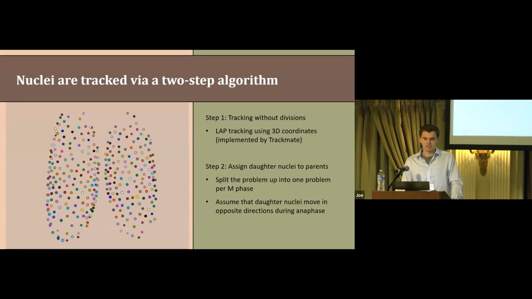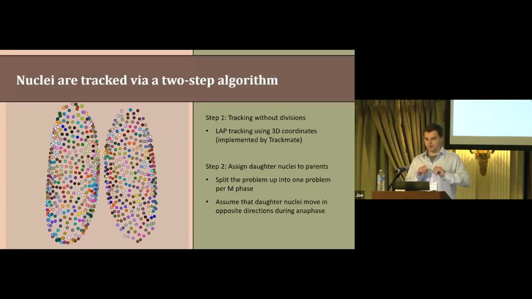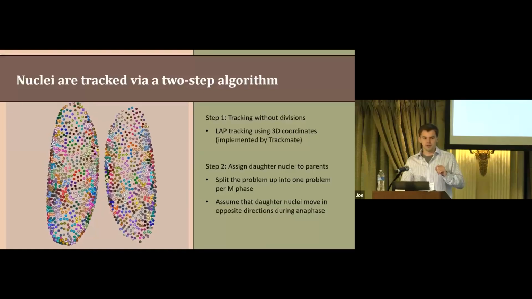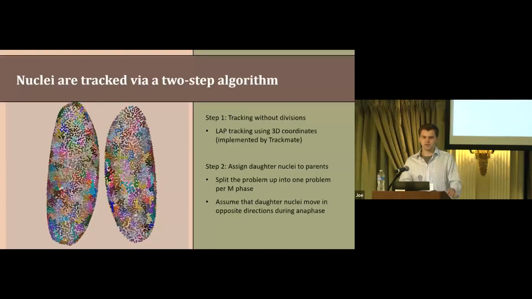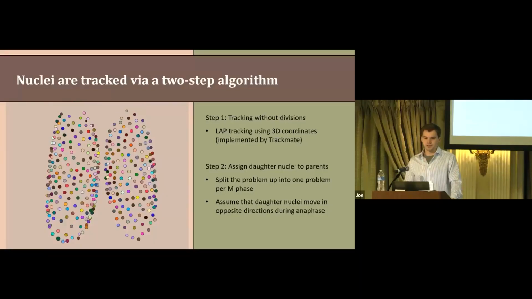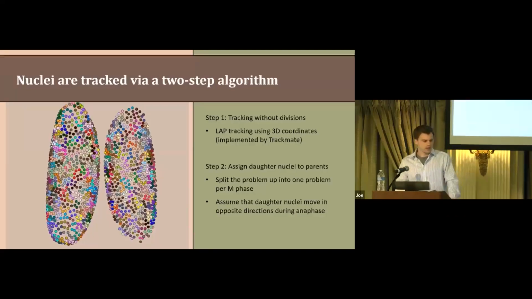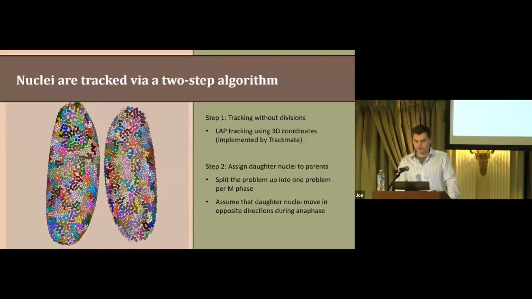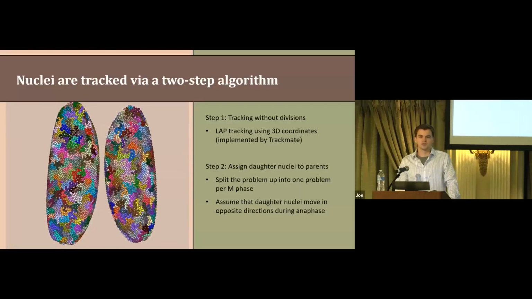The last part of this segmentation and tracking process is tracking. We have a two-step algorithm that we've implemented here. The first step is a sort of linear tracking, following nuclei from time point to time point. The second part is a sort of daughter to mother reconstruction. So we follow nuclei individually, and then at divisions, we have a separate algorithm for assigning daughters to their parents. You can see on the left here, nuclei colored by the founder nucleus that they came from.